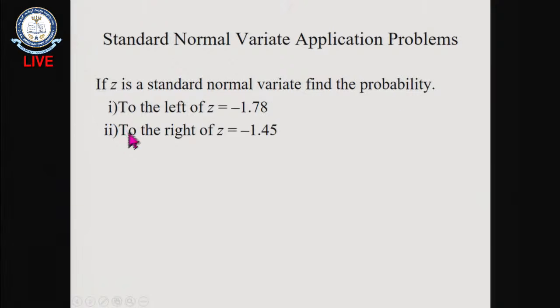What is the first one? To the left of Z is equal to minus 1.78. Students may be confused with this minus symbol, the negative values, many number of times. So I clearly explained using the diagrammatic representation in that case also.